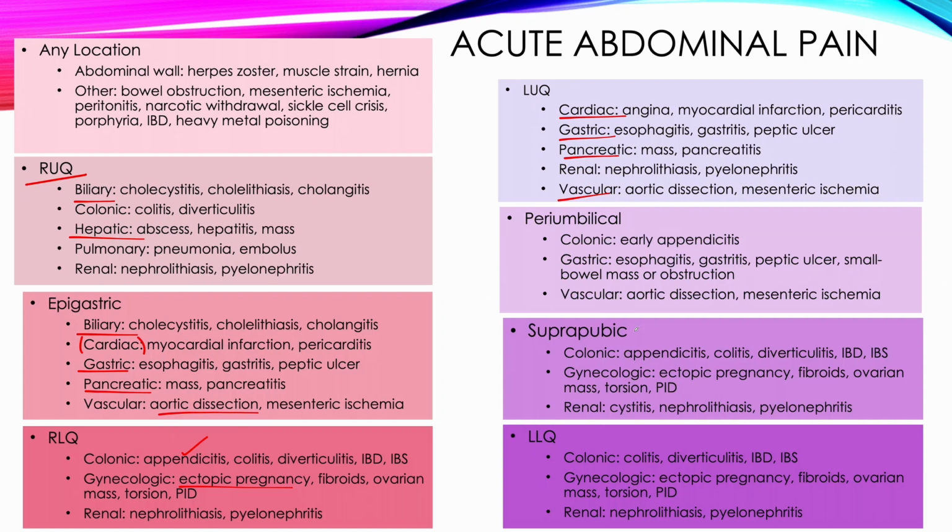Suprapubic, when I think of suprapubic, I always think of things like UTIs and pelvic issues, but it really can be anything. Again, it's a non-specific area, these two areas right here. And then left lower quadrant, the first thing I think of is diverticulitis, but there's really a myriad of different things that it could be, especially in our female patients. Now, in our male patients, one of the things we can't forget is growing things. So we should also consider things like testicular torsion and testicular issues in our lower quadrants for men.